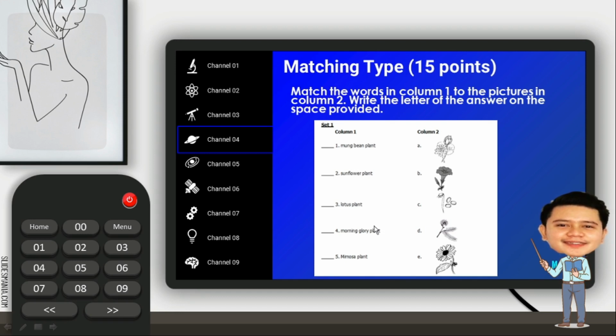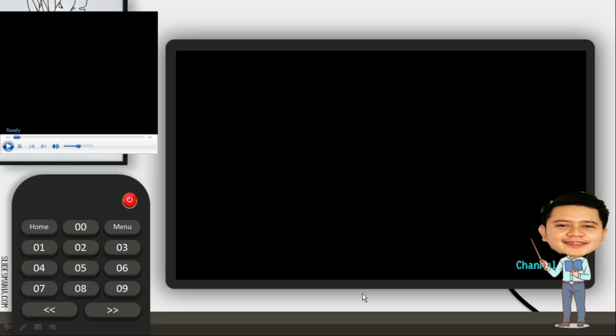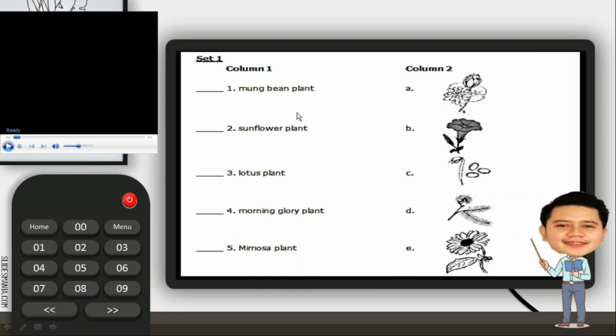All you need to do is to match these words in column 1 to the pictures in column 2. Then write the letter, A, B, C, D, or E, on the space provided. Understand now? So let's start our test for part 3. I give you 5 seconds to answer each number. So this is column 1 and column 2, and you write the letter of your answer here in the space provided.